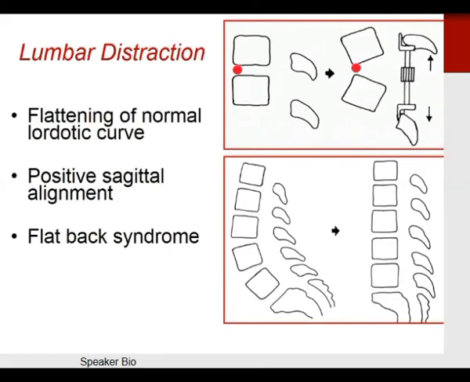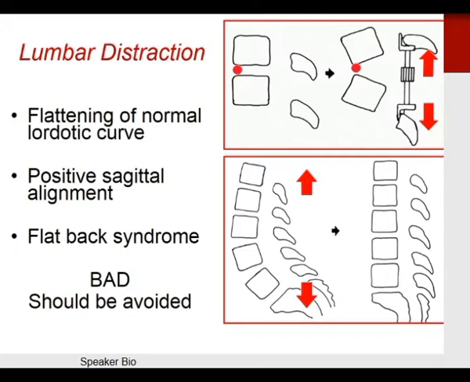Another concept is this idea of lumbar distraction. Distraction in the lumbar spine results in flattening of the normal lordotic curve. As a result, you'll have a positive sagittal alignment and flat back syndrome, which is bad and should be avoided. So distraction instrumentation in the lumbar spine, such as Harrington rods, should be avoided whenever possible.